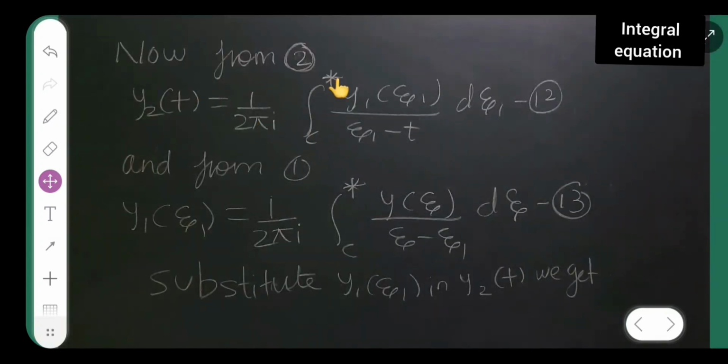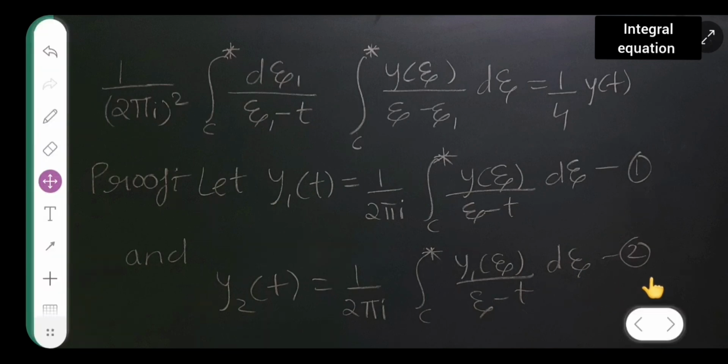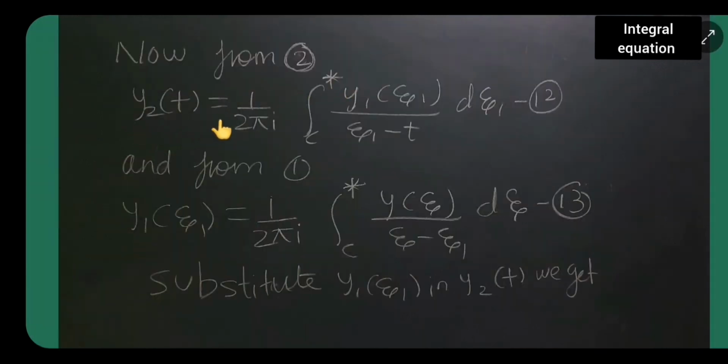Now from 2, this is my equation 2, right? So wherever there is xi, just replace it by xi1. You'll have to put 1 over here in front. So y2 of t is equal to 1 upon 2 pi integral from c to star, I have just replaced my xi with xi1, y1 of xi1 upon xi1 minus t dxi1. Consider this equation as 12.